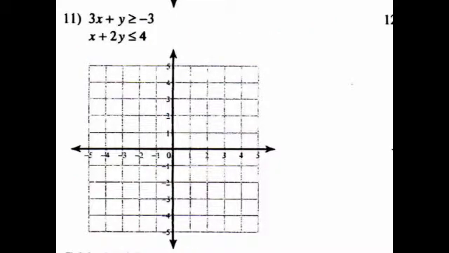On this one here, so on 11, I'm just going to solve my first one for y by subtracting 3x from both sides of my inequality. And actually, that's all you need to do, because now y is all by itself.